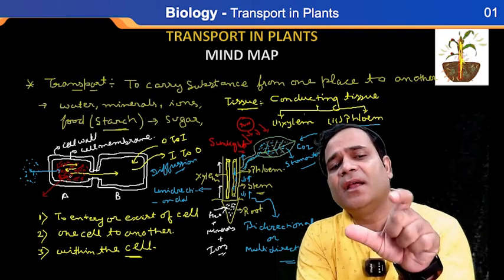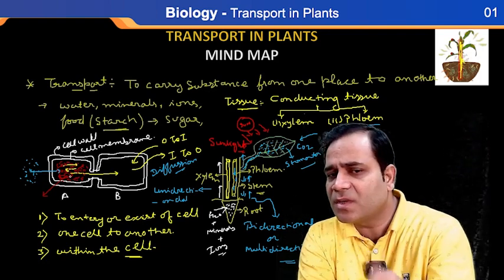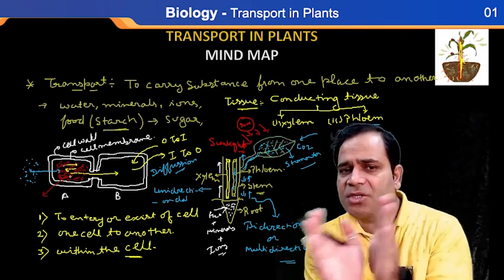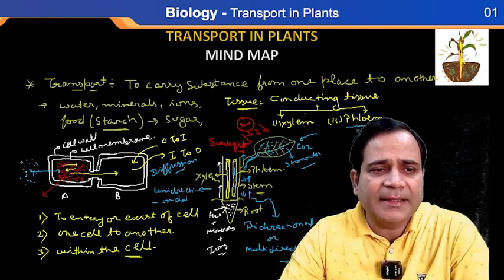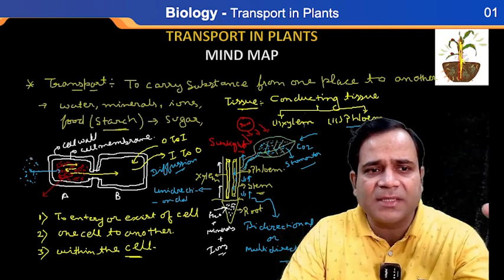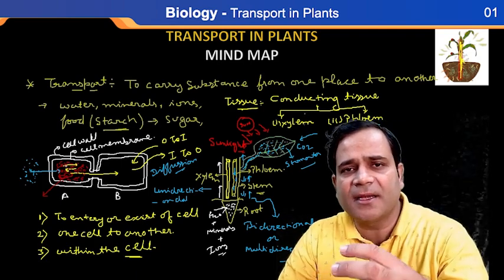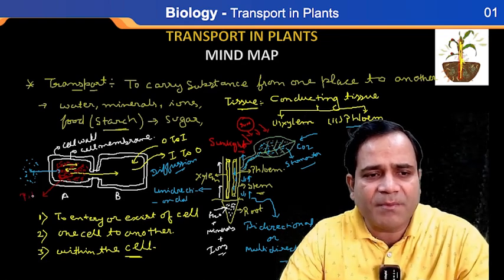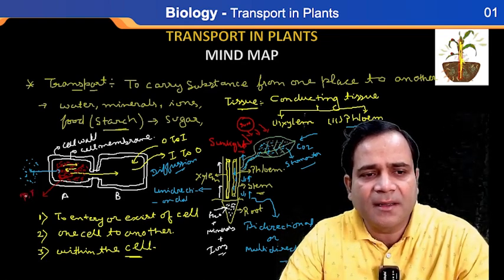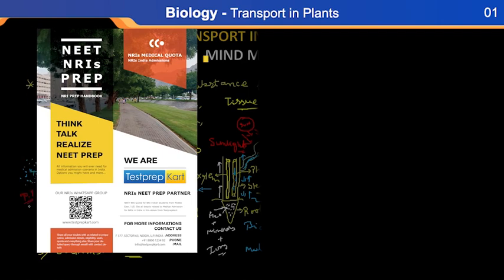Whenever we talk about diffusion, that is passive transport. Passive transport means the flow goes from higher to lower concentration. Here the concentration is either high outside or high inside, no problem. This is passive transport, PT. I'm writing it in short: PT, passive transport.